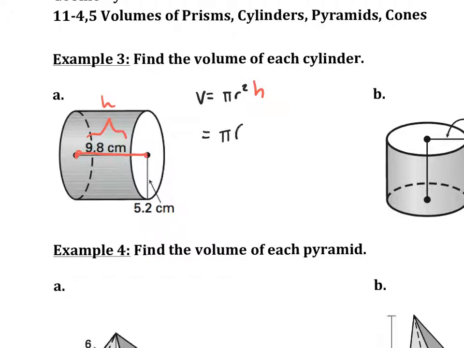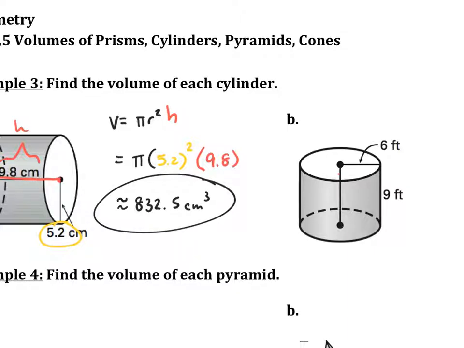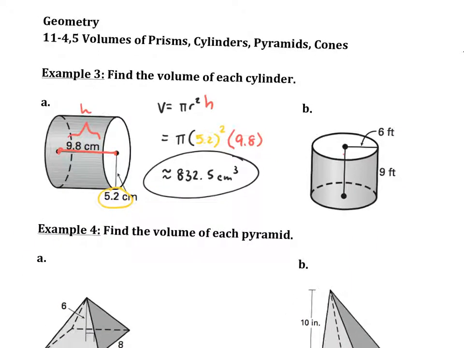So pi, my r being 5.2. I'm going to square that puppy, and then multiply that by 9.8. So approximately 832.5 cubic centimeters. All right, your turn. Please attack, kill, destroy. What is the volume of this one right here?